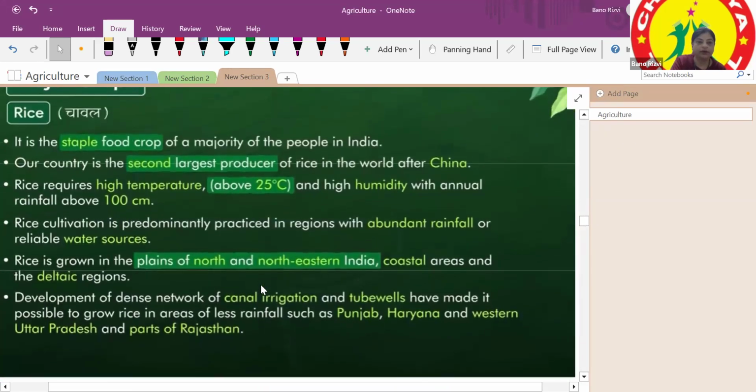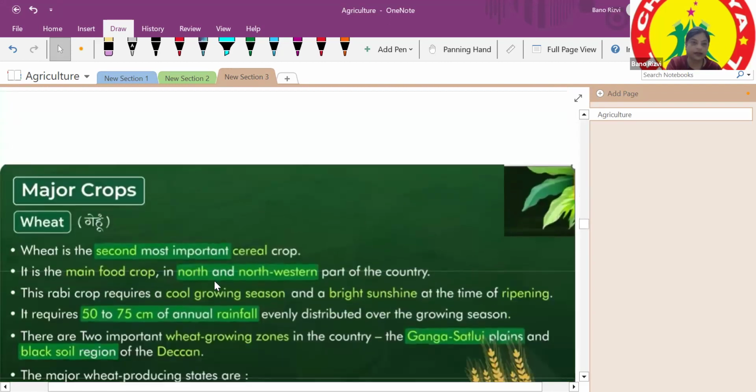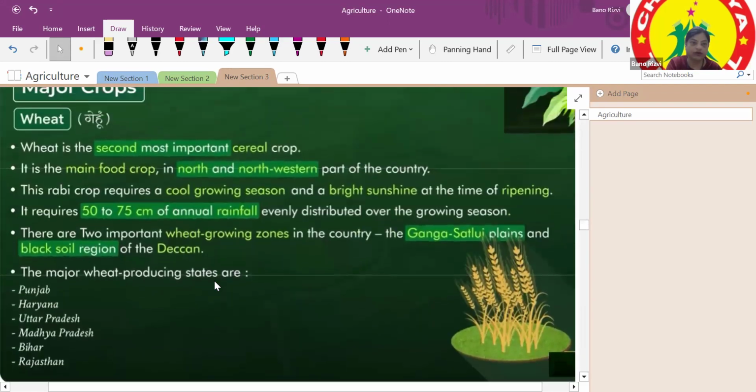Okay, now development of delta region. Now development of a dense network of canal irrigation and tube wells has made it possible to grow rice in areas with less rainfall, such as Punjab, Haryana, and Western Uttar Pradesh, and some parts of Rajasthan also. But it is mainly grown in the plains of North and Northeastern India. Okay. Next, we are going to talk about wheat.